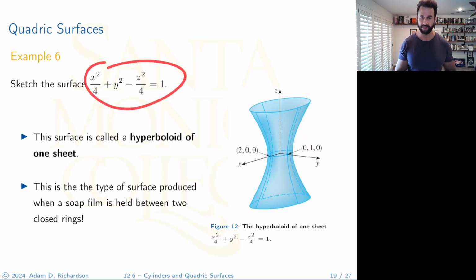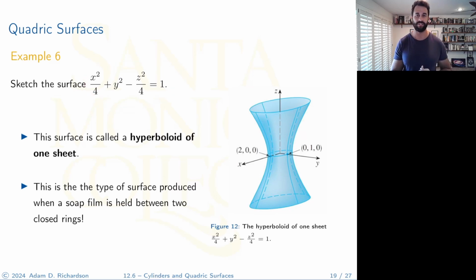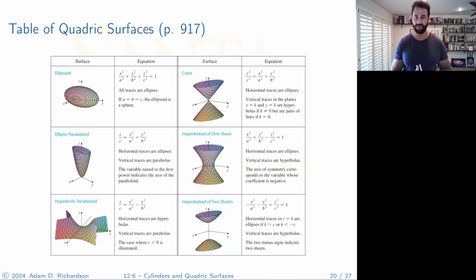All right, now, as you could imagine, there are a whole bunch of these different things, and there's all sorts of ways you could tweak these conic sections to get these quadric surfaces. So there's a table of several of them on page 917 in the book, so you're welcome to look at that. We're going to use the table in just a second here for a couple of these, but it's got a list of all of them. So we did ellipsoids, elliptic paraboloids, hyperbolic paraboloids, hyperboloid of one sheet. There are also hyperboloids of two sheets and cones. So you can have cones as well.